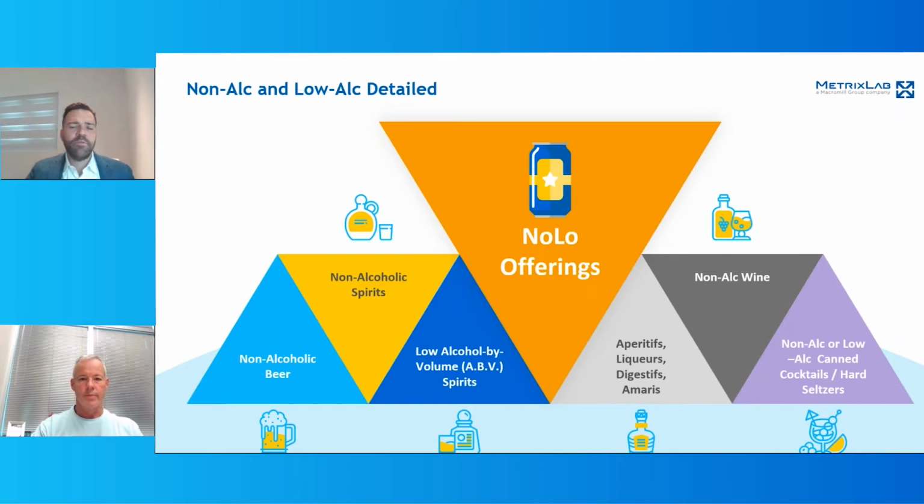An example of those might be, instead of a 40% ABV vodka, you may be looking at a vodka that has 1/3 or perhaps even half of the ABV of a traditional option. Other examples of NOLO offerings include vermouth, liqueurs, or digestifs. Let's take a more specific look at brands that reside underneath each of these categories that you may be familiar with.